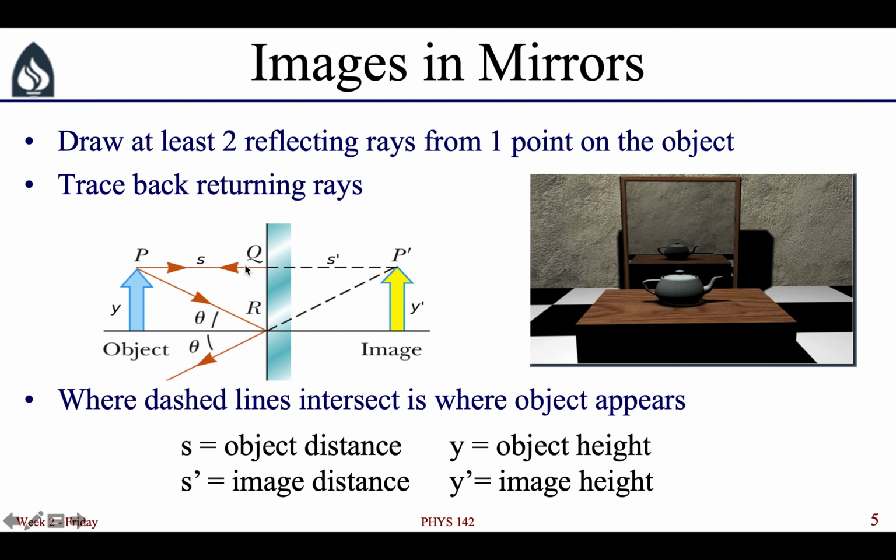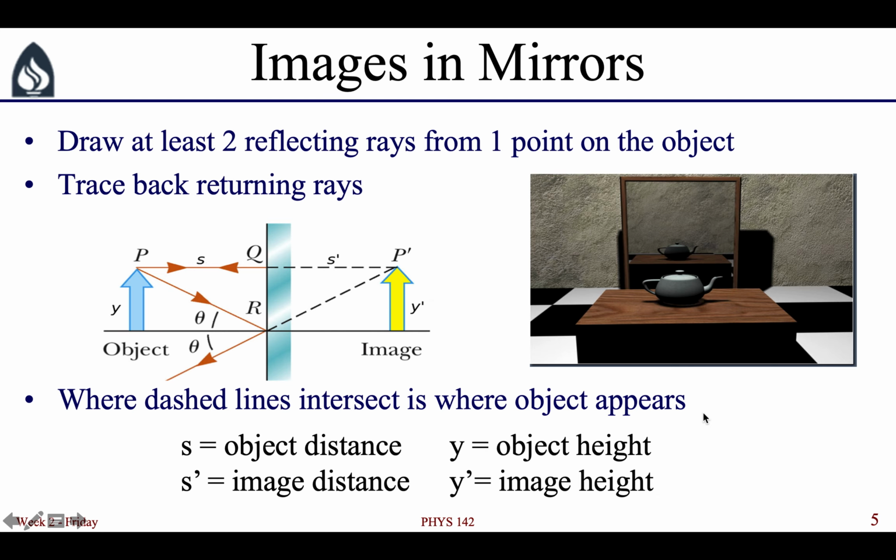Now if we take these reflected rays, so this ray that's bounced off the mirror and this ray that's bounced off the mirror, and then we trace them back, we can see that they both appear to have come from this point. And so someone looking in the mirror will see an image that is located at this distance, S prime, from the surface of the mirror. So where those dashed lines intersect is where the object appears.